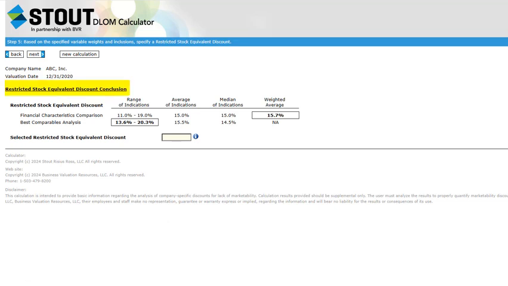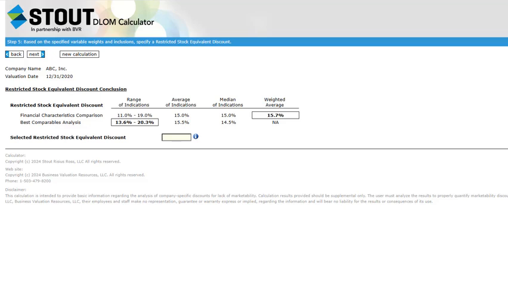The next step is the restricted stock equivalent discount conclusion, where you will select the restricted stock equivalent discount based on the discount indications provided by the financial characteristics comparison and the best comparables analysis. Generally, the best comparables analysis will provide discount indications close to the discount indication from the financial characteristics comparison analysis. In such cases, small deviations from the financial characteristics comparison discount indication may be warranted depending on the discount indications from the best comparables analysis.